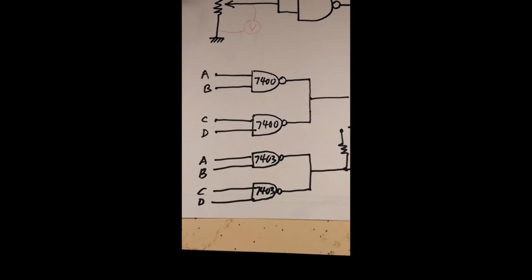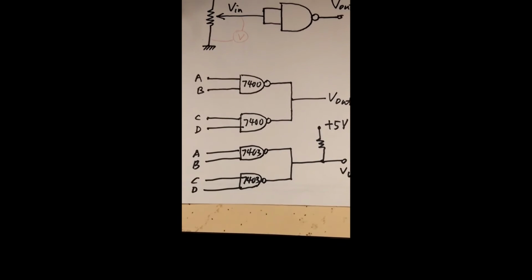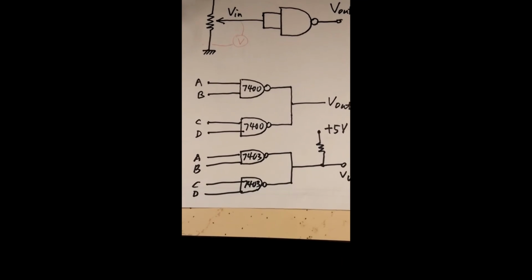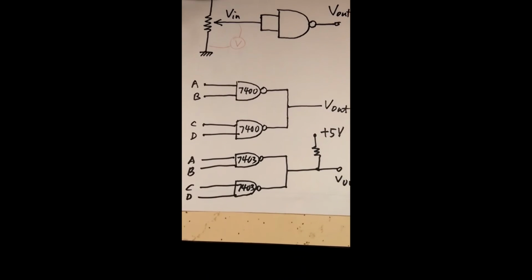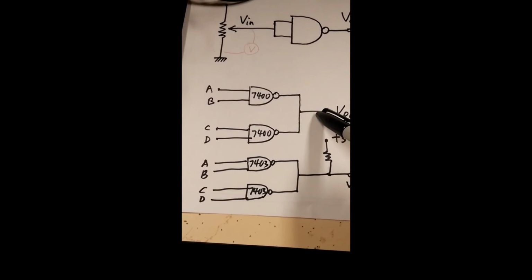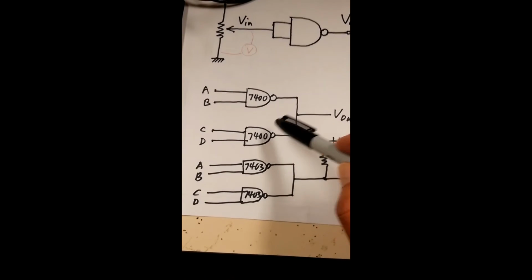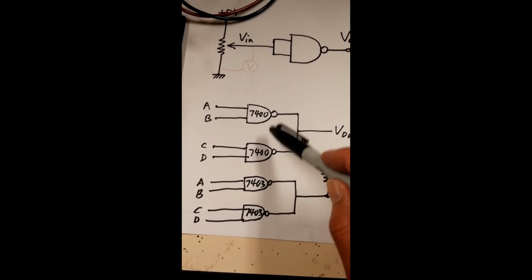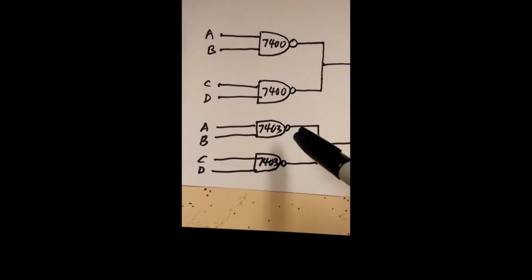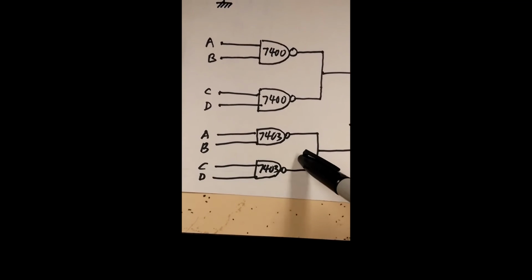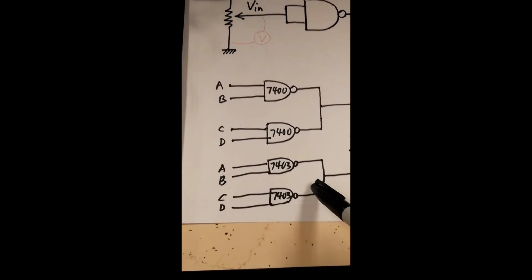Okay, this is part B. We have what I call the 3-state logic. I have two 7400 NAND gates, and I also constructed a 7403, a 3-state logic gate.